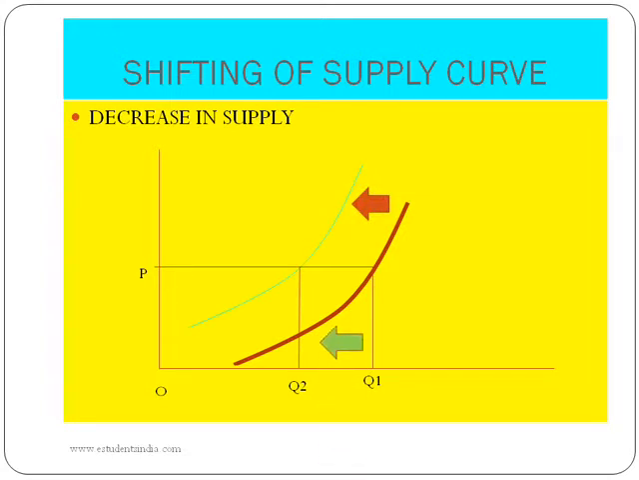Shifting of supply curve, decrease in supply. Decrease in supply causes a leftward shift in the supply curve. For the same price P, Q1 was the quantity supplied and now it is Q2. Decrease in supply causes the supply curve to move towards the left. Shifting of the supply curve to the left.